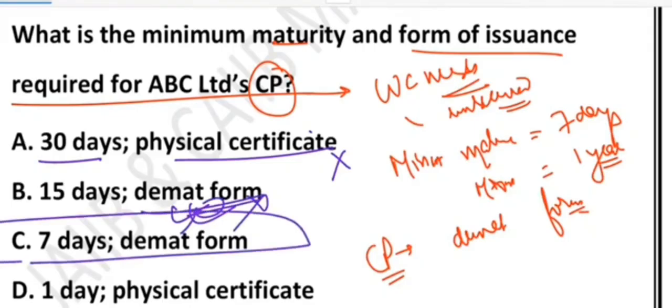Option C is 7 and demat form. Yes, this is the absolutely correct answer. This is the perfect answer. Minimum maturity, I just told you 7 days, and demat form, yes, this is very much important.